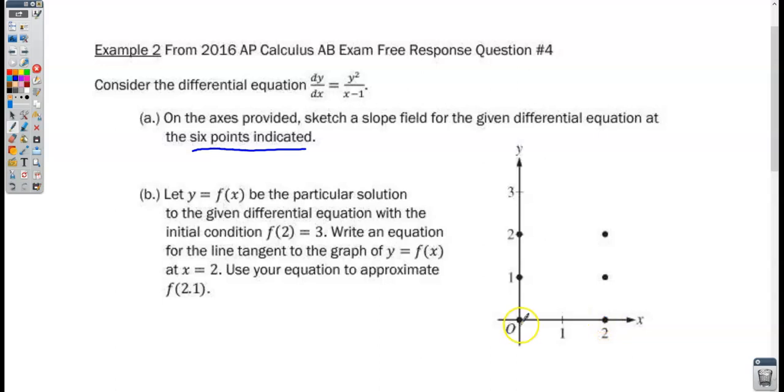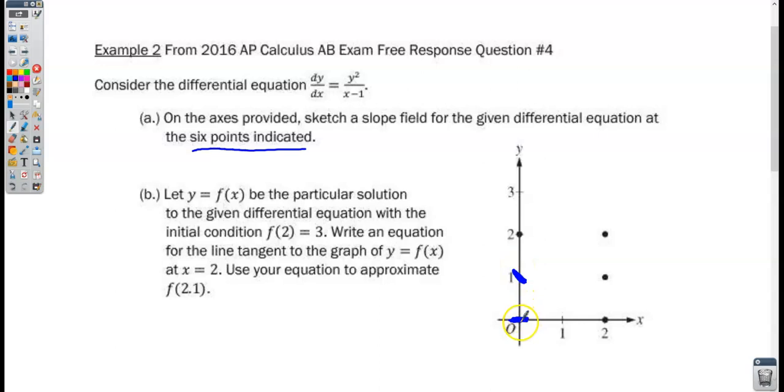So we'll start right here at the origin, 0, 0. If we put 0 in here for y and 0 in here for x, we end up with 0 over negative 1, which is just 0. So we'll draw in a slope hash with a slope of 0. Next point, 0, 1. So if we put 0 in for x and 1 in for y, we end up with 1 squared over negative 1. So we've got a slope of negative 1. Draw that slope in.